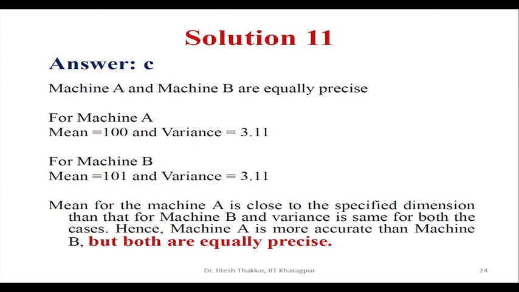So, for machine A, mean is 100, variance is 3.11. For machine B, mean is 101 and variance is 3.11. So, if you look at the variance, which is basically nothing but the preciseness, both are equally precise. But if you ask about the accuracy, then as machine A's mean value is close to or exactly the targeted mean value, it is more accurate than machine B.